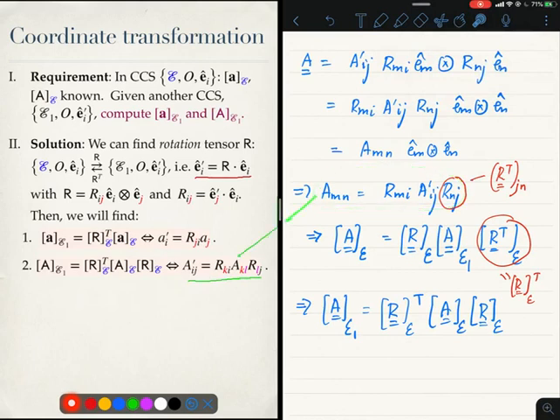And this equation and this equation are also the same. So I have proved this to you. I have managed to get you the components in the E1 coordinate system in terms of the components of A in the E coordinate system, and you can use the same techniques to now solve the other one. Maybe that will be your homework.